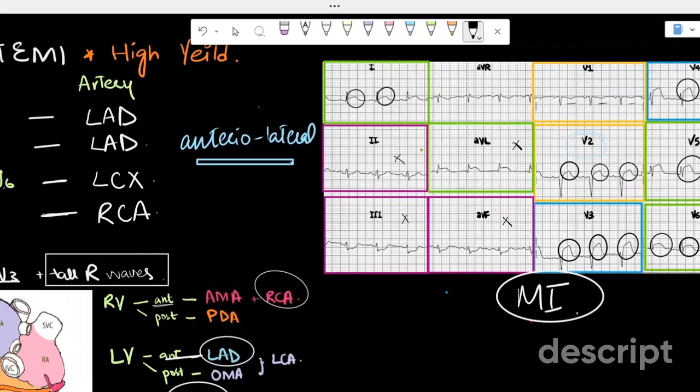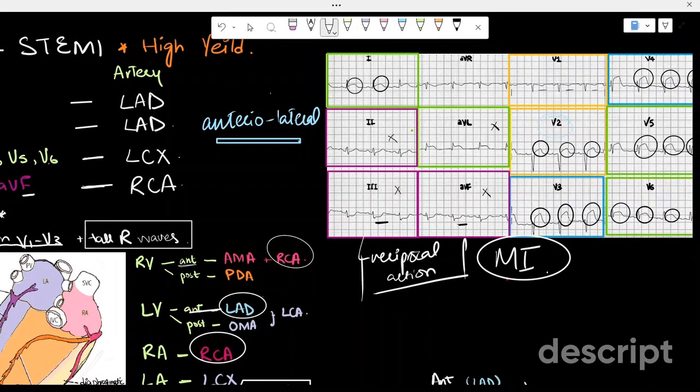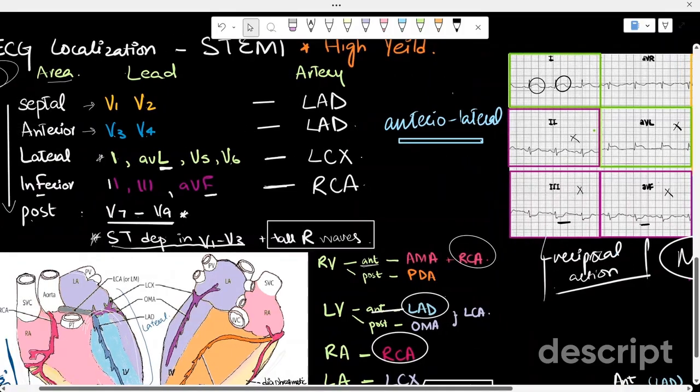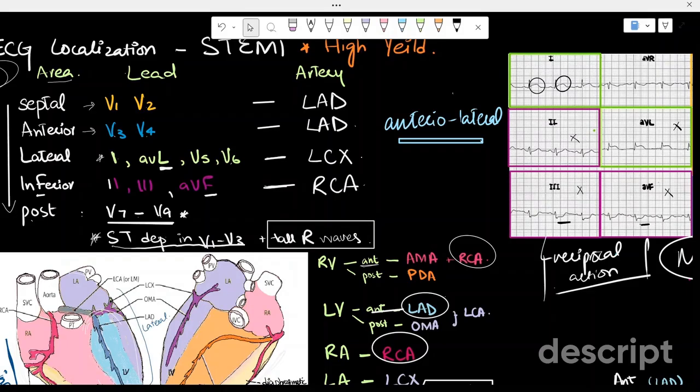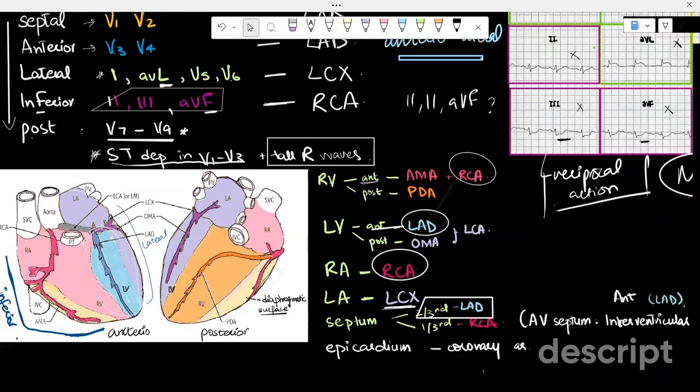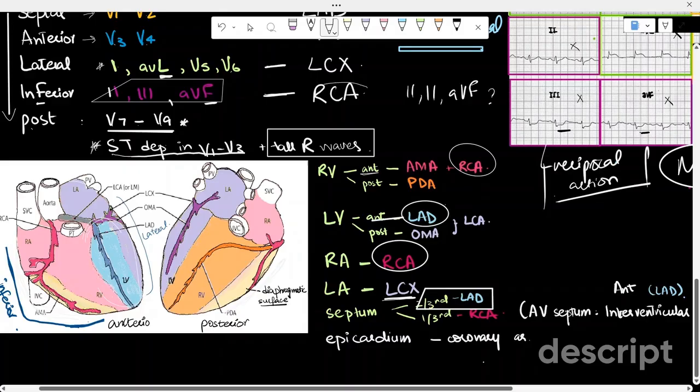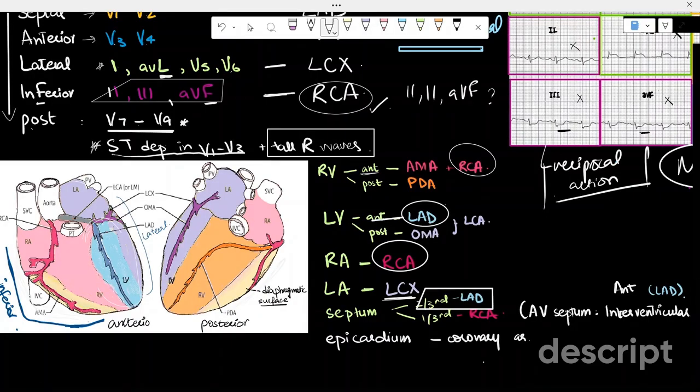Now, if you focus on lead 3 and AVF, it shows ST depression. This is the effect of reciprocal action. We're not required to do this in detail, therefore I'll just drop it over here. I'd like to also highlight an MCQ. It says that a man present in ER with ST depression in lead 2, 3, AVF was advised angiography. The most likely culprit is the infarct will be in the inferior wall and the artery supplying will be right coronary artery. So the correct option will be right coronary artery.